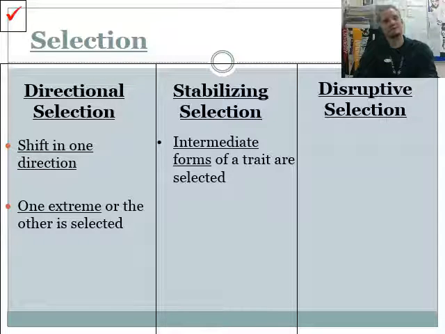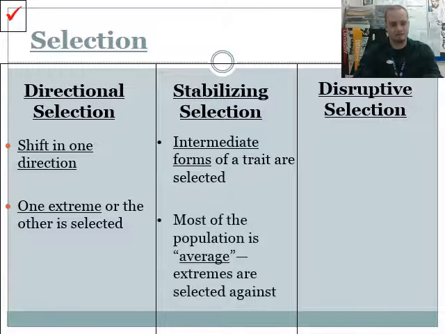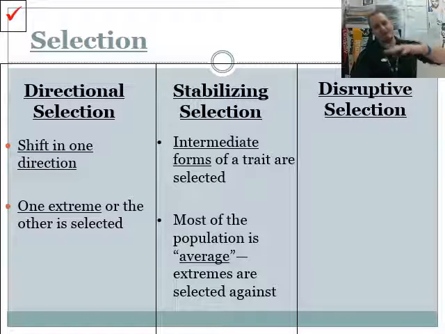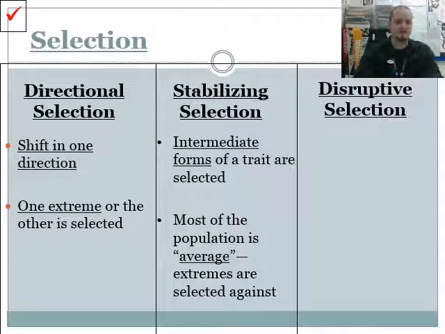Stabilizing means the intermediate form or the middle ground. Think of it like this. When you want to stabilize a situation, you want to find the middle ground or the common ground between the two. So most of the time these would be the hybrids. The hybrid form or intermediate form of the trait is selected. So most of the population is average, and it's not very advantageous to have an extreme.